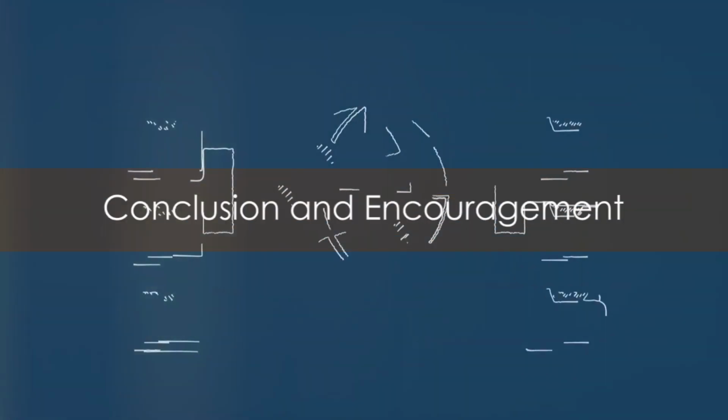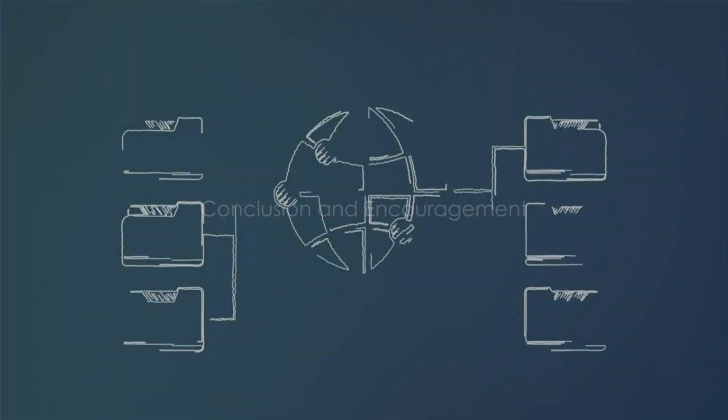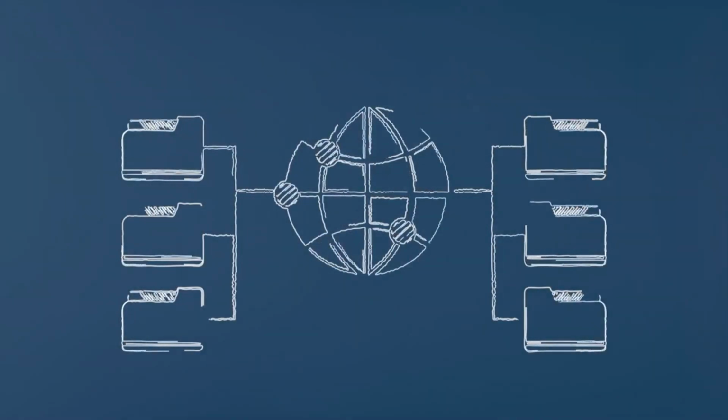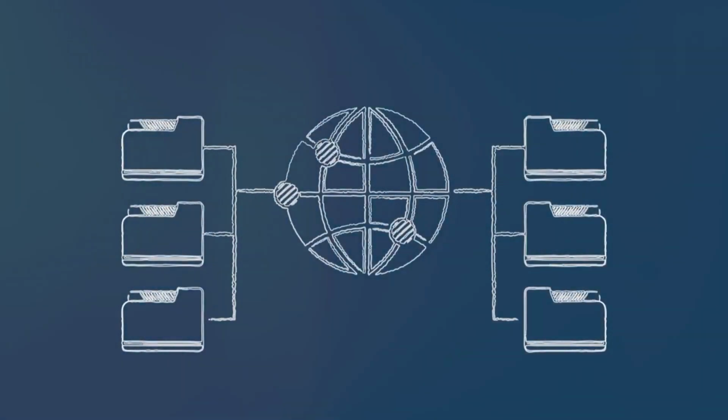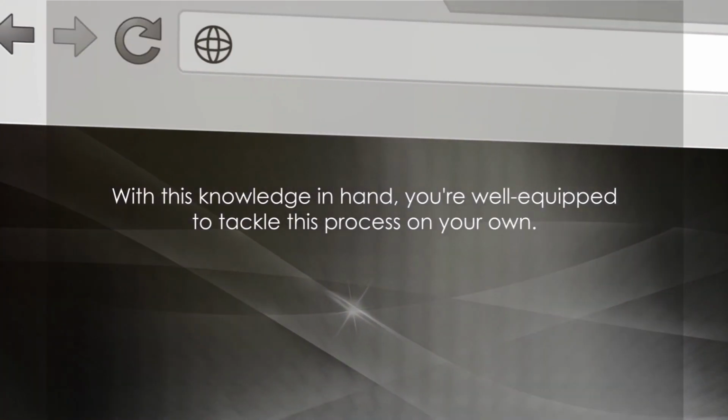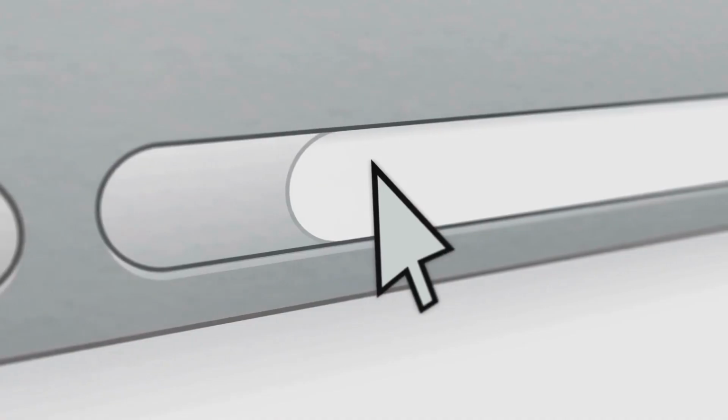To recap, you've connected to your VPS using Putty, updated your server, installed Apache, MySQL, and PHP, downloaded and installed Moodle, and created a new database for Moodle in MySQL. Then you finished the Moodle installation through your web browser. It might seem like a lot, but each step is vital in ensuring a smooth Moodle installation on a virtual private server using Putty. With this knowledge in hand, you're well equipped to tackle this process on your own.